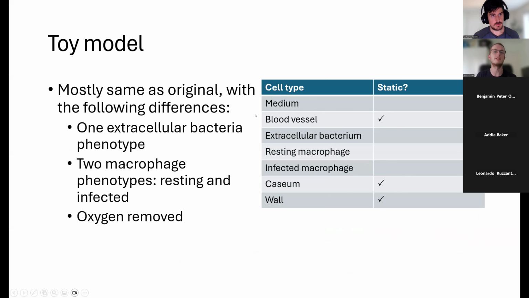It's essentially the same as the original, but I've simplified it slightly. We've got rid of the oxygen, and we just have all the extracellular bacteria replicate between the quickest fast-growing rate and the slowest slow-growing rate initially. I've also gotten rid of chronically infected macrophages, as they're very similar to infected macrophages. So initially we have this slightly simpler state.